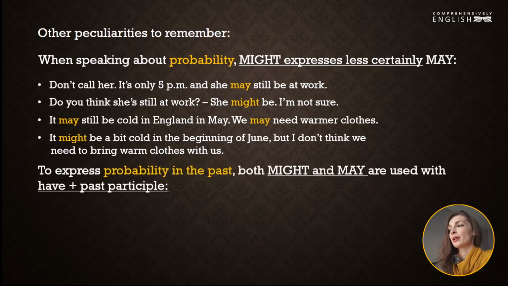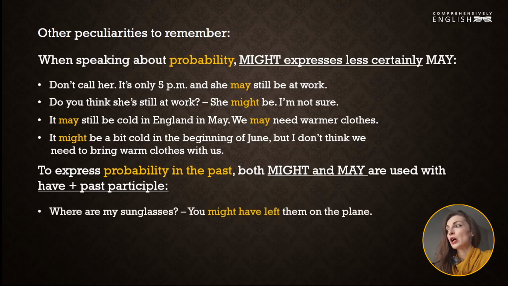To express probability in the past, both might and may are used with have plus past participle. Where are my sunglasses? You might have left them on the plane. Left is past participle, or the third form of the verb. You might have left them. We express probability in the past. We express our thoughts or ideas as to something that happened in the past.